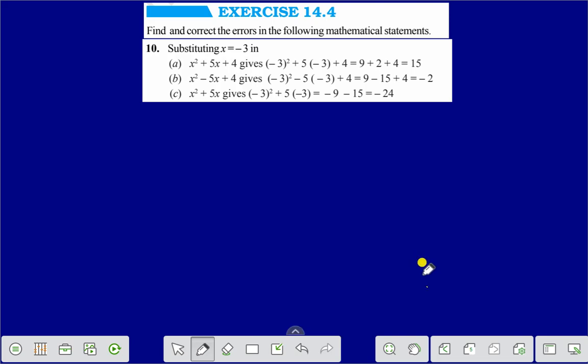The question is to find and correct the errors in the following mathematical statements. That is question number 10. Substituting x equal to minus 3 in x square plus 5x plus 4 gives this one. Question number 10a.